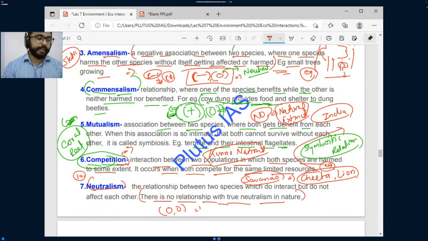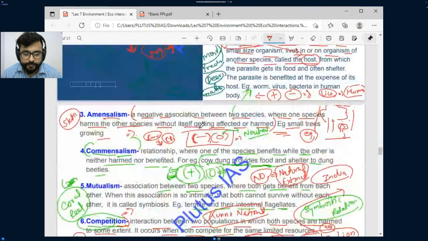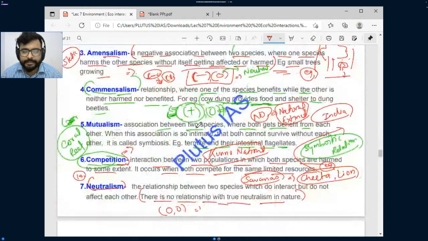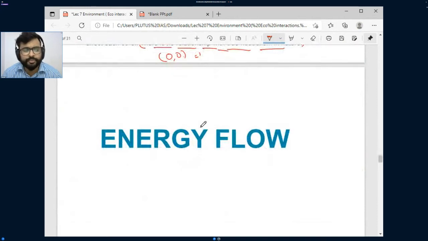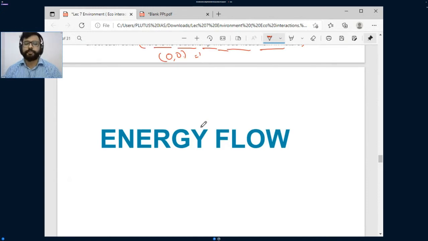So there are hardly any examples for this. However, in theoretical sense, we have to consider this as an interaction. Okay. So I hope this ecological interaction is clear to everyone as a topic. Again, it is a very simple one. Just revise it. When you read it 2-3 times, you will remember it. Nothing very technical here that you have to emphasize on. You will not find very technical things.